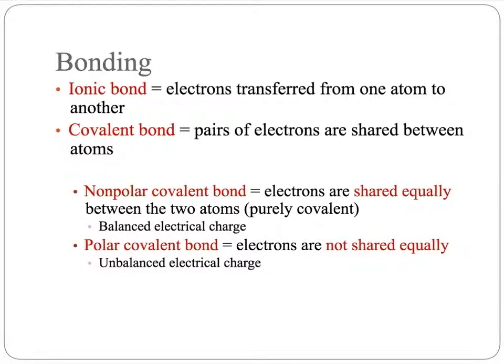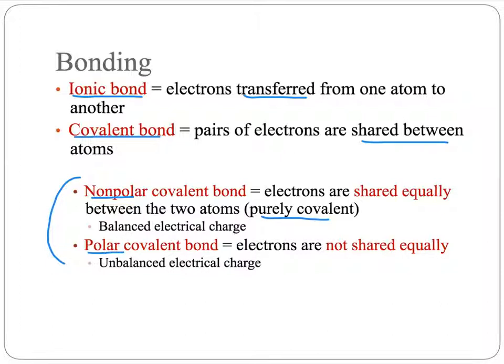Remember that an ionic bond is when electrons actually transfer themselves from one atom to another, whereas a covalent bond is that electrons are being shared between two atoms. Well, there are two more details that you need to know on covalent bonds. Covalent bonds come in two forms: nonpolar covalent bonds, which your textbook calls purely covalent, but most everybody else calls them nonpolar bonds, and polar covalent bonds.